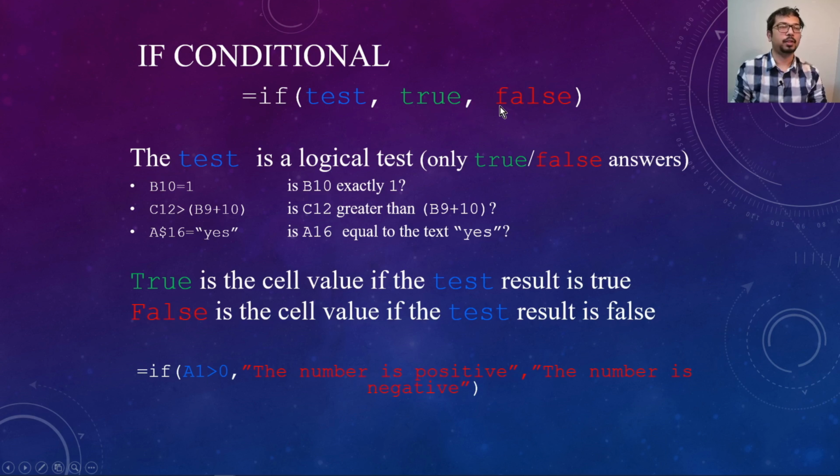So as you can see, we have many examples. Like if A1 is greater than 0, at the position of true, we have "the number is positive" in double quotes, and we have "the number is negative" in double quotes in the third slot. So if we select the A1 value as greater than 0, this command, the number is positive, will appear, and if it's false, the number is negative will appear in the cell. Okay, so let's talk about more.